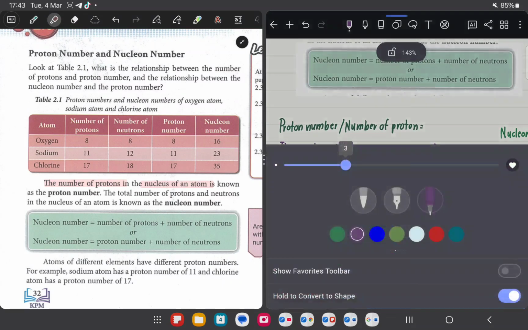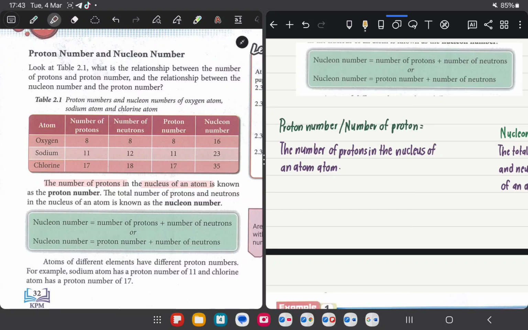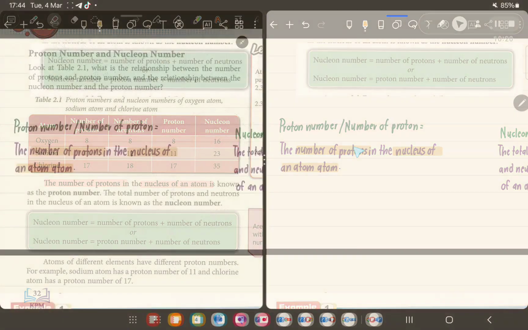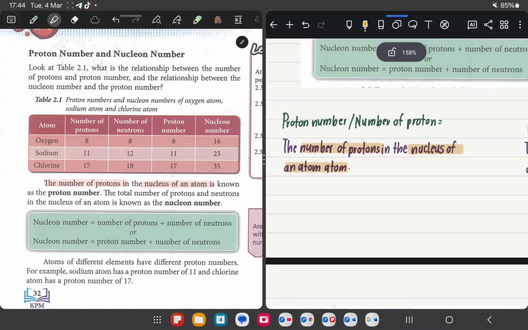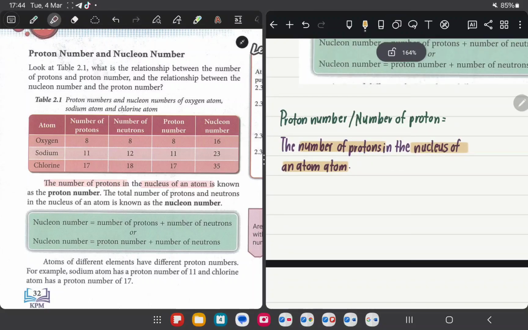So if people say proton number or number of protons, whatever, it's about the number of protons in the nucleus of an atom. See, I state the meaning, number of protons, and then I say the location, because you should know by this time where your proton is located. Your proton is located in the nucleus of an atom. So you must say that: in the nucleus of an atom.